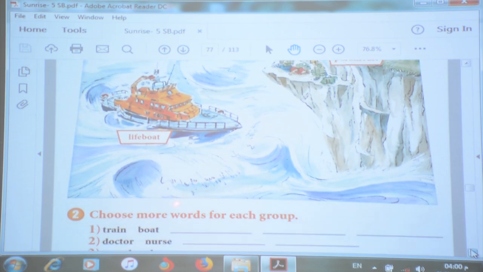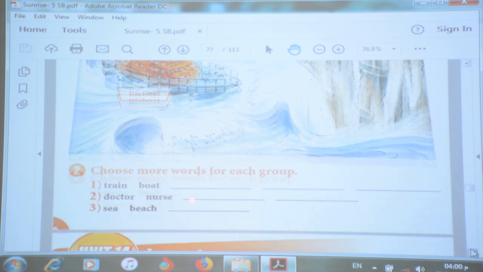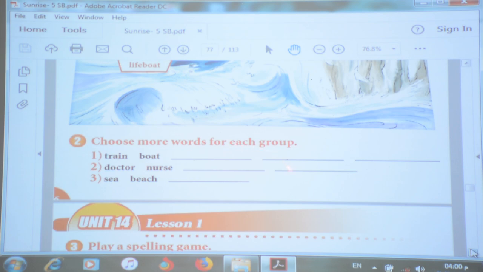Number 2, there are some words for each group. For example, there are train, boat, what else for rescue? And we have, just write down, lifeboat, helicopter, and ambulance. Okay? Again, lifeboat, helicopter, and ambulance. The second one, doctor, nurse. We have many words for paramedic. For example, doctor, nurse, what else? Paramedic and pilot. Sea, beach, wave.